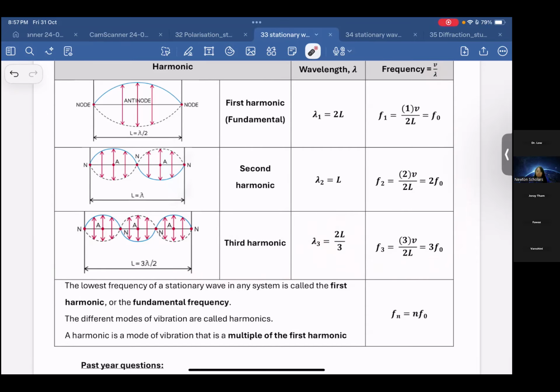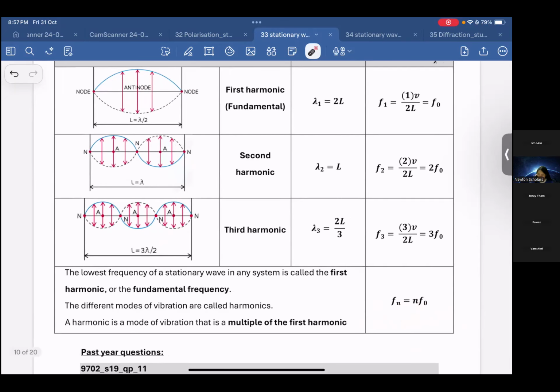So from these three patterns, we can make a conclusion. If you want to find the frequency for a certain harmonic, fn equals n times f0. If you want to find the fourth frequency, then you just use 4 times f0, settled. Then you already get the answer. As long as we know our f0, then third, second, fourth, fifth, doesn't matter, just multiply. Okay, the lowest frequency means the longest wavelength. Lowest frequency is the longest wavelength.